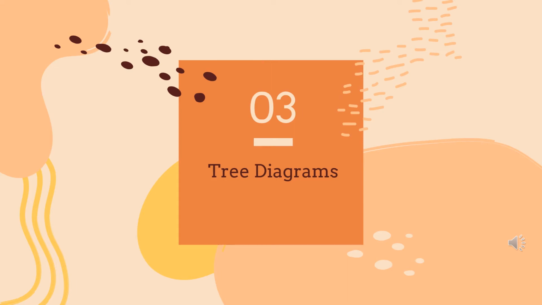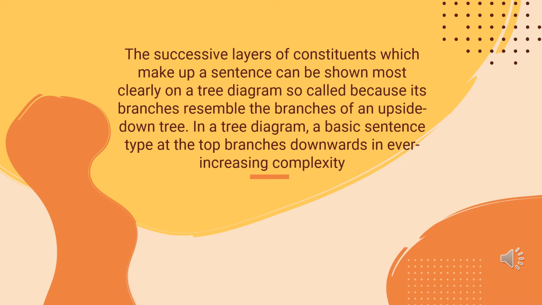3. Diagrams. The successive layers of constituents which make up a sentence can be shown most clearly on a tree diagram, so called because its branches resemble the branches of an upside-down tree. In a tree diagram, a basic sentence type at the top branches downwards in ever-increasing complexity.